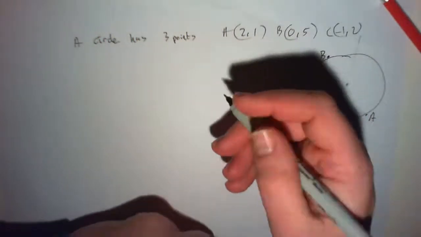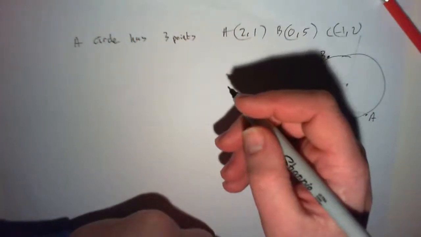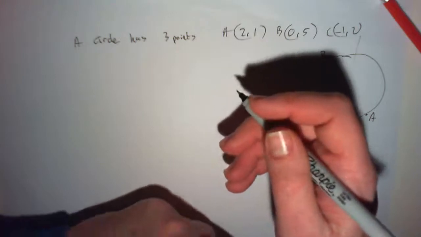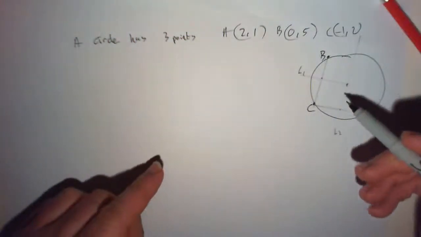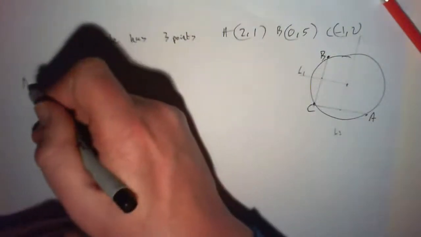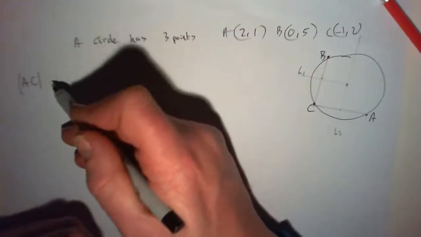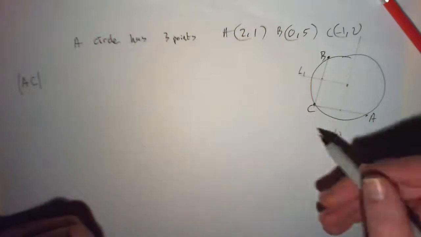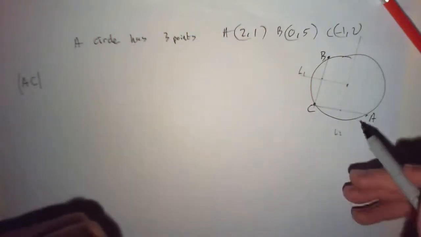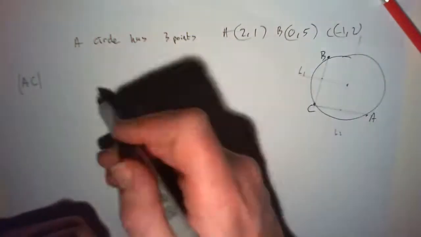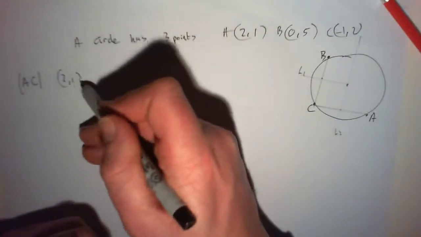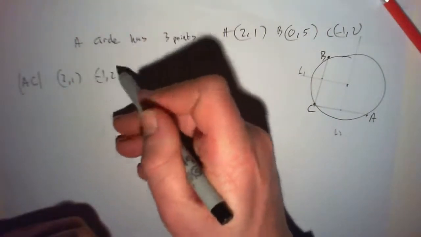So we're going to need to get the centers of those circles. So we're going to have to find midpoints and slopes. So let's get AC. We'll deal with AC first. We want its midpoint and we want its slope because we need the inverse slope for L2. Okay, so AC, where are we? A is 2, 1. C is -1, 2.